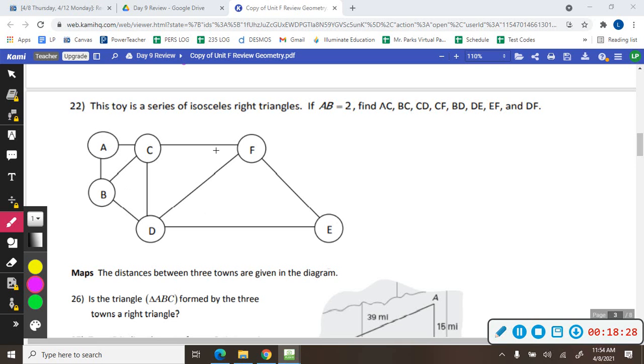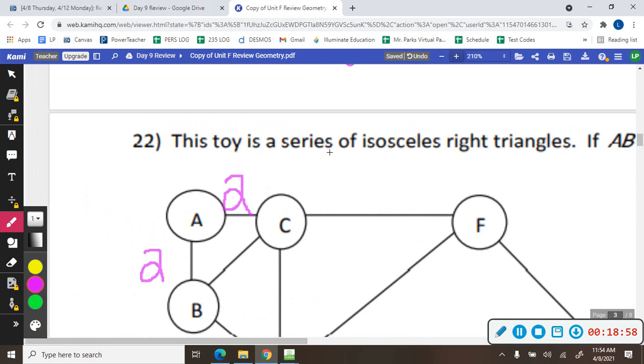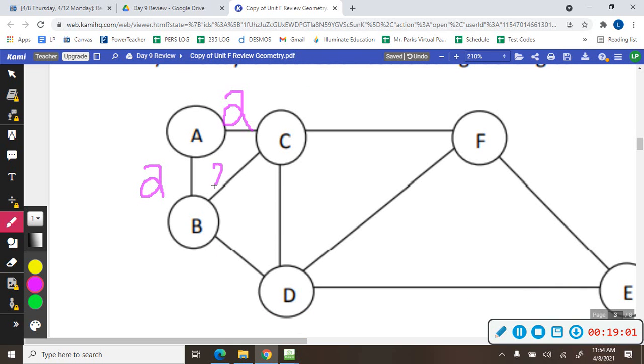We have a toy, and it's a series of isosceles right triangles. So that means that's isosceles right, this is isosceles right, all four triangles are isosceles right. If AB equals 2, and that's all they're going to tell me, that AB equals 2, and this is isosceles right, that means that's 2. Which means that this is going to be 2 square root of 2. So this is going to be 2 radical 2. Well, if this is 2 radical 2, then this is 2 radical 2.